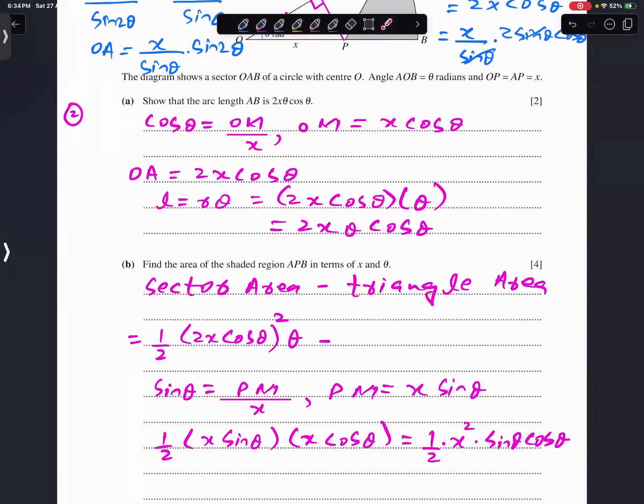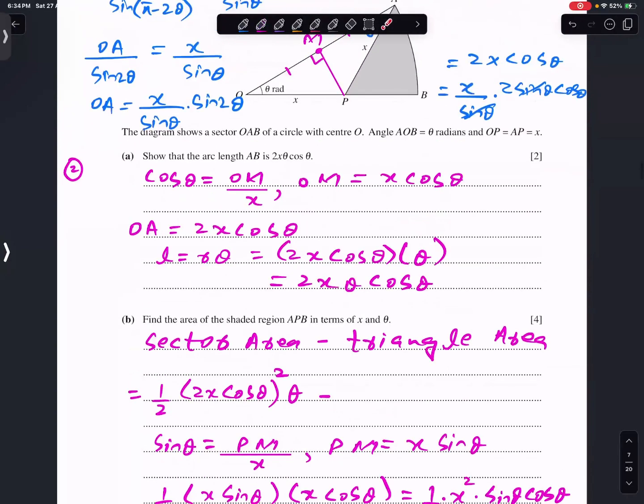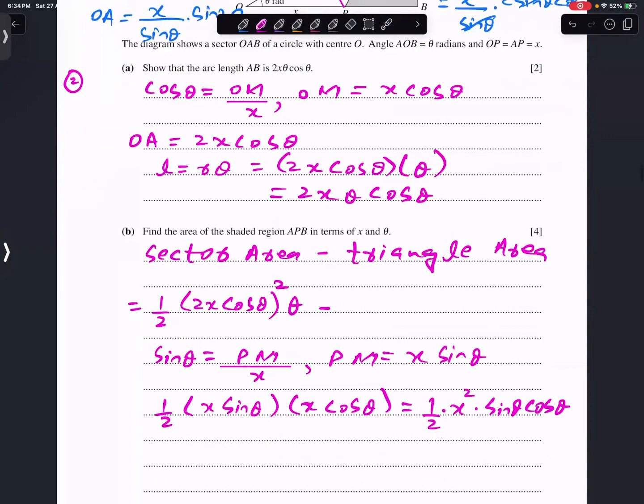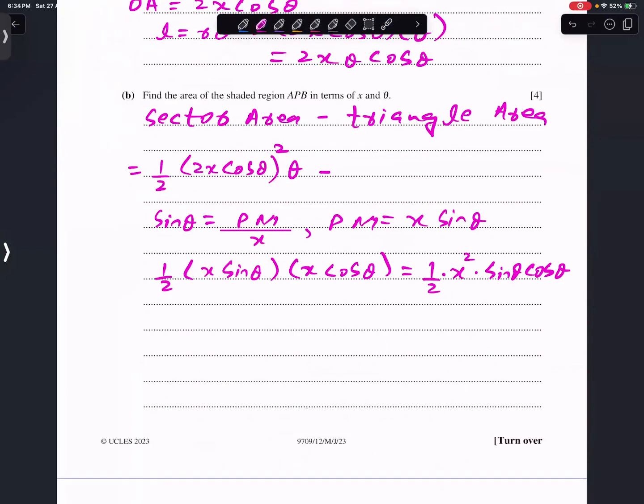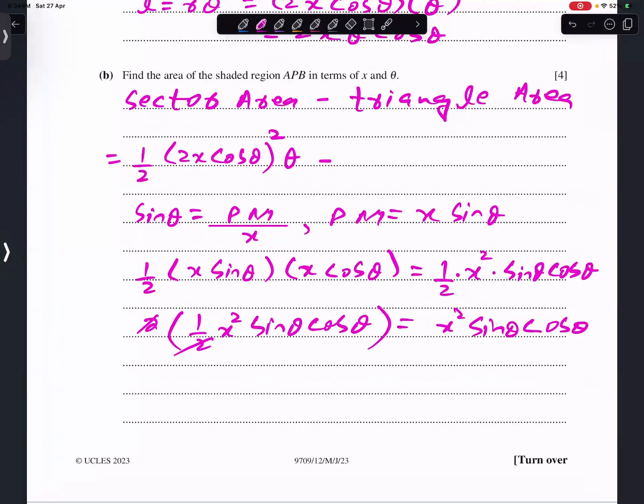This is area of one triangle, but we need area of 2 triangles. So let's multiply it with 2. So this will be 2 times 1 over 2 x square sine theta cos theta. So 2 will be cancelled out. So x square sine theta cos theta. This is the area of isosceles triangle.